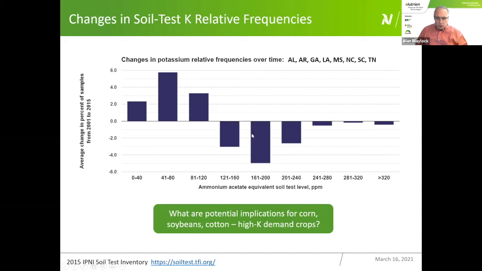And as these soils shift from levels that are in the adequate range to quite a few samples that are suboptimal, that's cause for concern when we're growing these high K demand crops, especially. And again, recognizing these soils are naturally more weathered, naturally somewhat lower in fertility, and in some cases, very low in fertility. Some of the coastal plain sands are very low in natural fertility. So we do need to pay attention to what's happening with these levels.